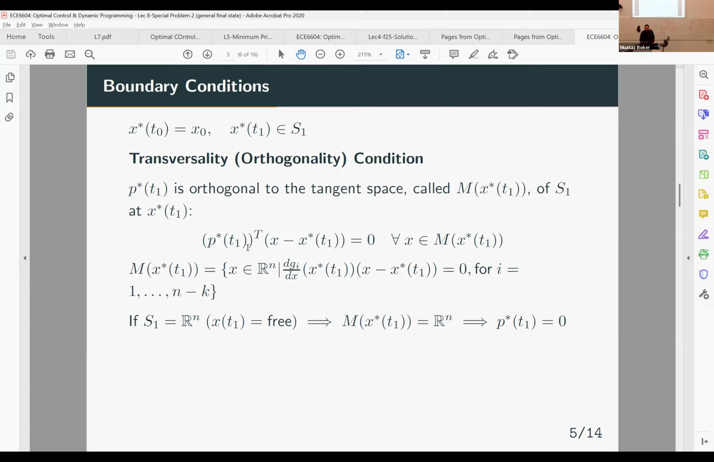This transversality or orthogonality condition will be a satisfactory condition to use to get what is missing, the boundary condition that we are missing. Now, if S1 is the whole space, then as I mentioned, x of T1 can be anything. So this tangent is the whole space, and the only P of T1 that can satisfy this condition in that case will be equal to 0. So immediately I know that P star of T1 is equal to 0.